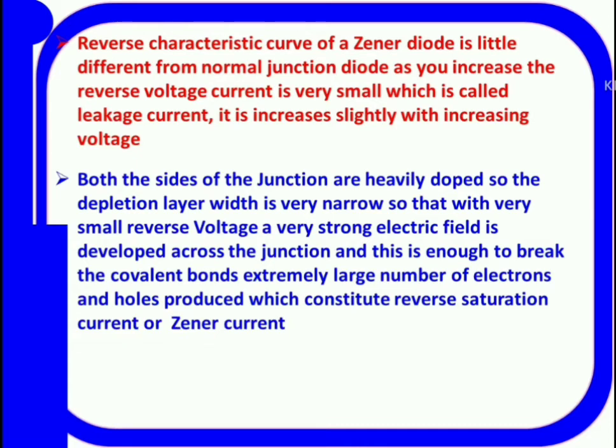That means the PN junction diode is doped heavily, so the depletion layer width is very narrow. So in reverse bias, for very small voltages, a high electric field is developed, so that more and more covalent bonds will break, so that current increases exponentially. This is what you call breakdown, Zener breakdown.